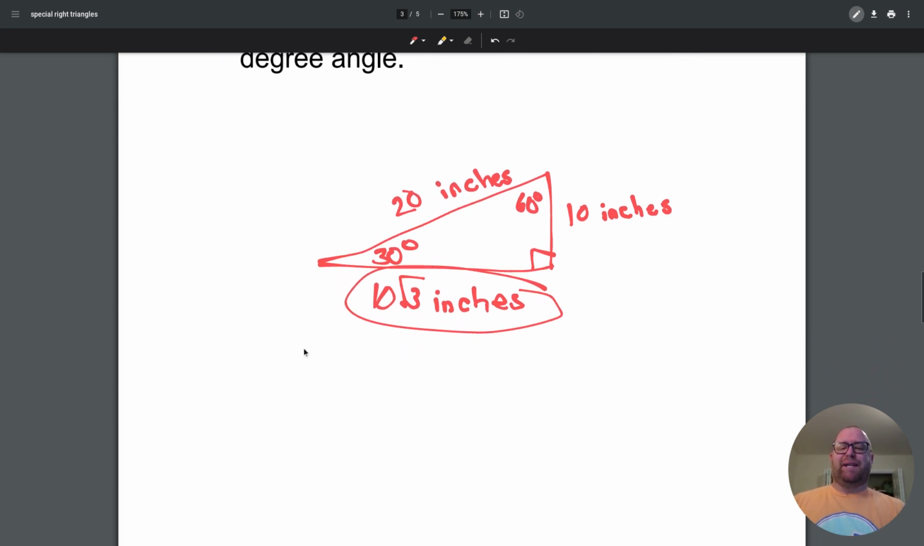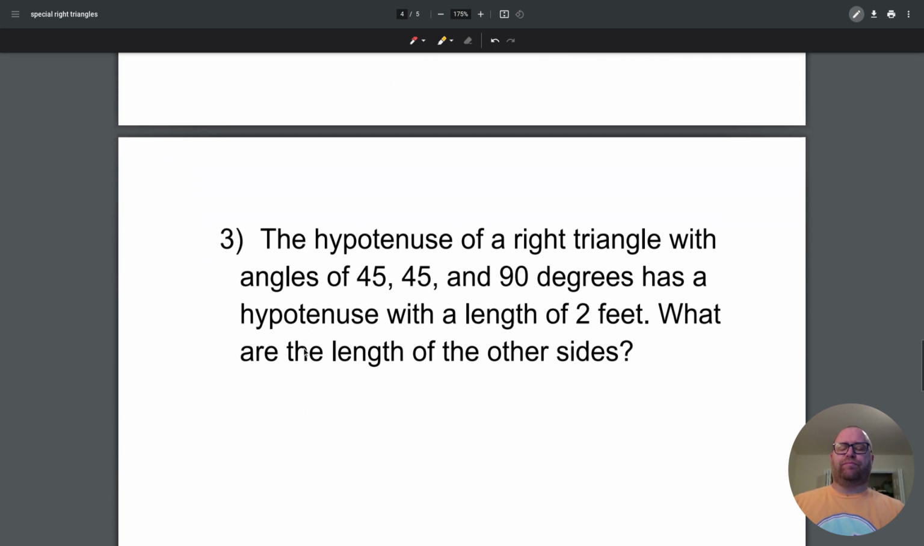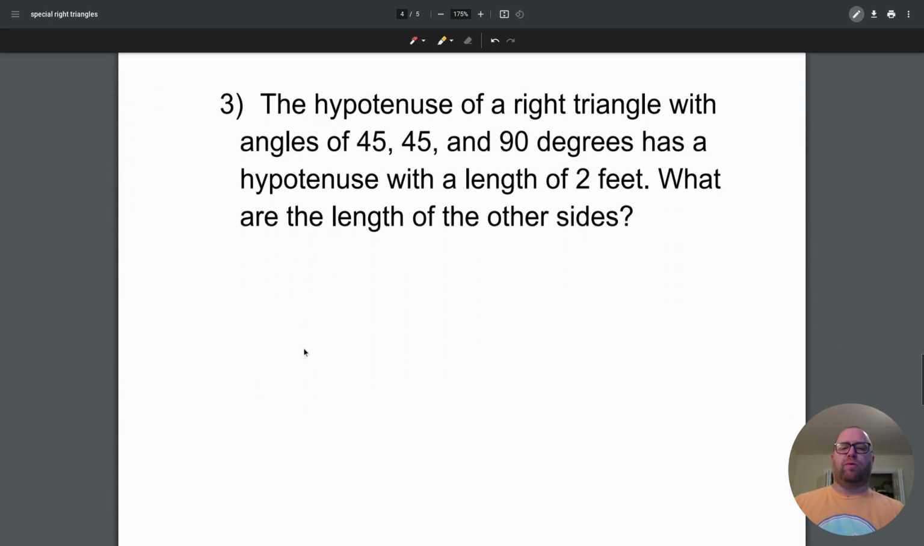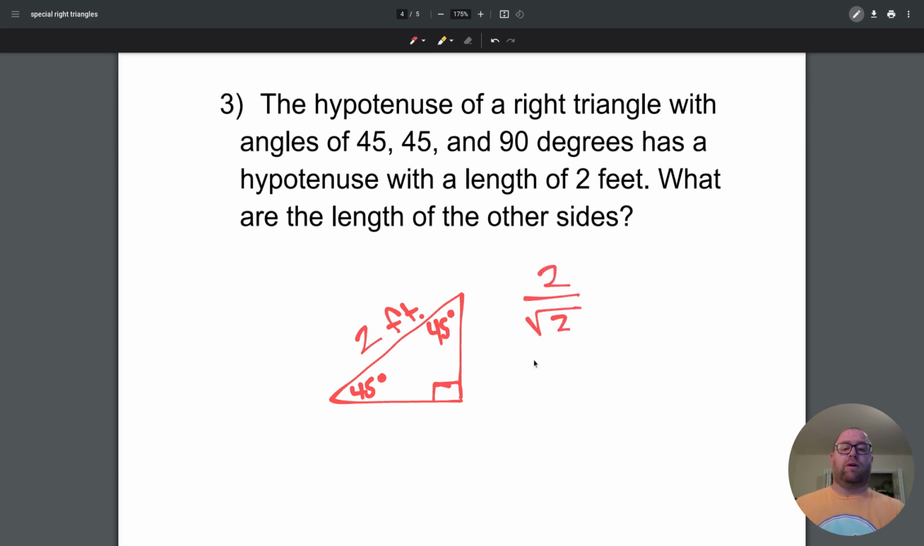Okay, let's take a look at another type of these problems. The hypotenuse of a right triangle with angles of 45, 45, and 90 degrees has a length of 2 feet. What are the lengths of the other sides? All right, let's draw this out. So we've got our 45, 45, 90. Now we're given the hypotenuse length, so that's 2 feet. Well, this is square root of 2 times as much as this side. So if I divide 2 by the square root of 2, I'll get these side lengths.